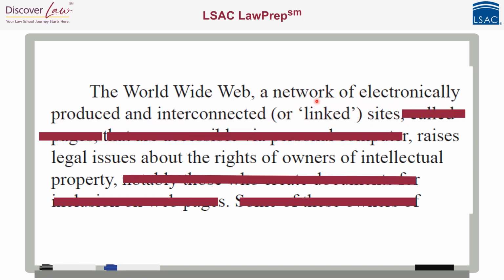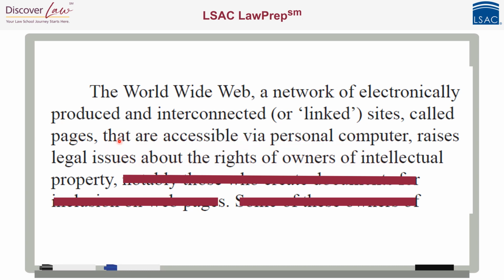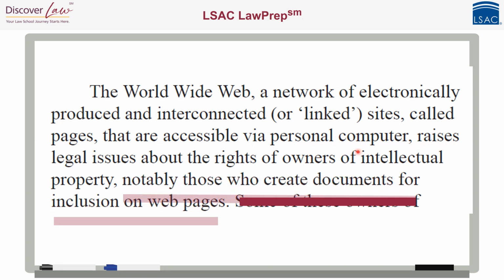The World Wide Web, a network of electronically produced and interconnected or linked sites. So it's telling you as to what the World Wide Web is. Let's add back something more. Oh, these linked sites are called pages. Alright. Let's add back something more. Oh, these are accessible via personal computer. Alright. And then we know that this raises legal issues about the rights of owners of intellectual property.